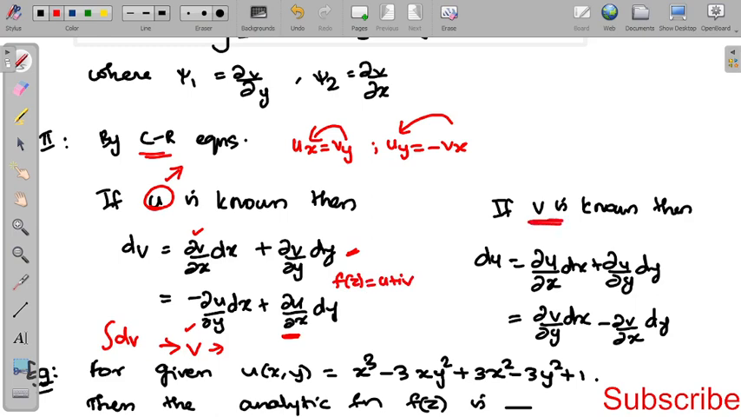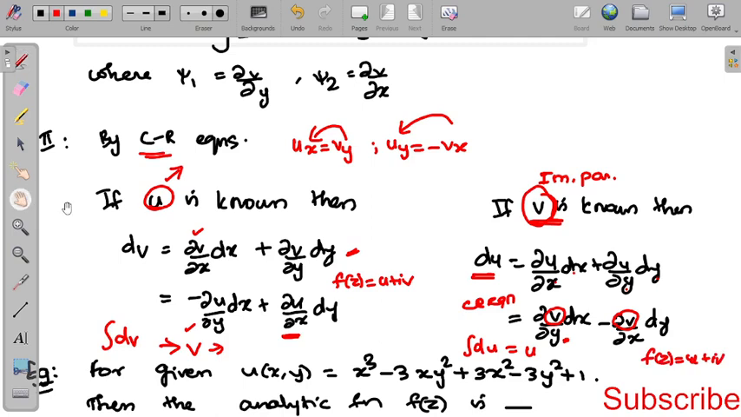Similarly, if v is given in the question, that is, the imaginary part is given, then we have to use du. du is equal to dou u by dou x dx plus dou u by dou y dy. So again, we have to use the Cauchy-Riemann equations because we know only the imaginary part, so we have to convert in terms of v by using the Cauchy-Riemann equations. Again, here also we can integrate du so that you will get u. Also v is given in the question, so that f is equal to u plus iv. That form gives the analytic function.